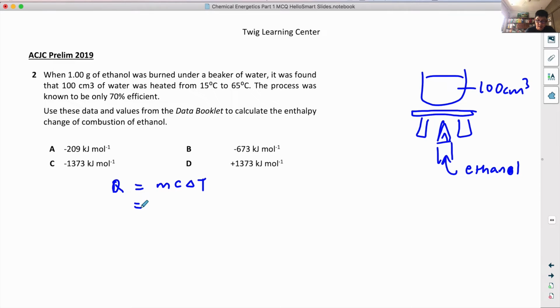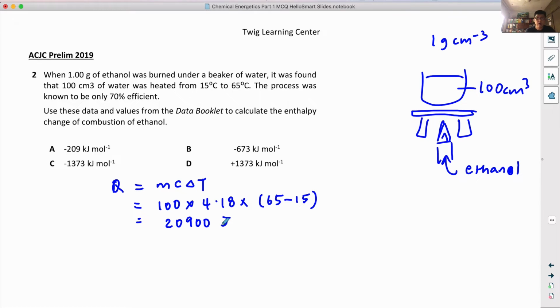M is the mass of the solution, which is 100 grams, because we take the density of water as 1 gram per cm³. So 100 cm³ will be 100 grams, times the specific heat capacity, which is 4.18, multiplied by the change in temperature, which is 65 minus 15, which is 50. Press your calculator, you should get 20900 joules. But this is only 70% efficient, which means this value is only 70%. We need to find out the 100%, how much heat is actually given off by burning ethanol.